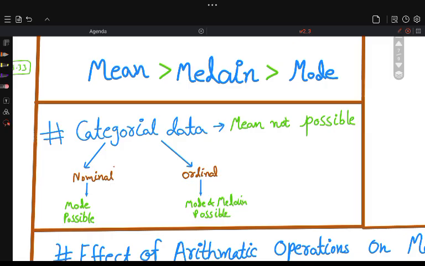So as there is no order, median is also not possible, so only mode is possible. And why is mode possible? It is nothing but the most frequent data, so we do not need any addition or any order also, so mode is possible.